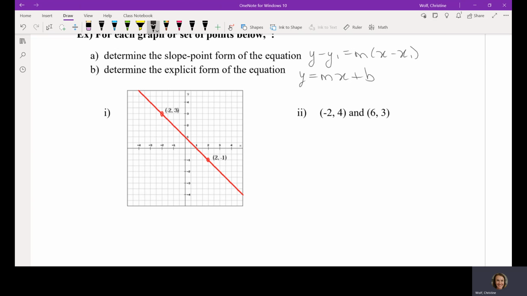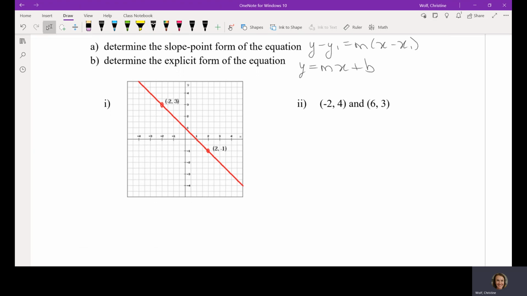I need the slope. So like I said, life is easy when it's graphed for us because I just go down 1, 2, 3, 4, 5, 6, 7, 8. Down 8 means -8. And 1, 2, 3, 4, 5, 6, 7, 8 to the right means +8. So I know my slope is -8/8, which reduces to -1. So I found my slope. I'm halfway there.